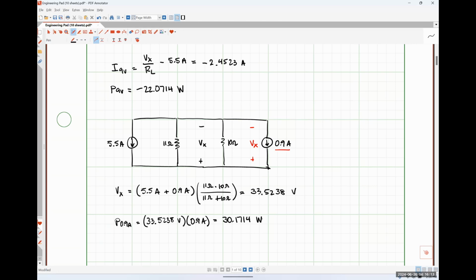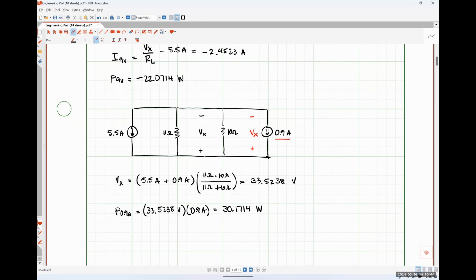Any questions or comments about part B? Austin? I'm just a little confused on why they call it an ideal source. I thought that would be a practical source. So the 0.9 amp source by itself is an ideal source. The 0.9 amp source in parallel with the 10 ohm resistor is what forms the practical current source. Okay, thank you.